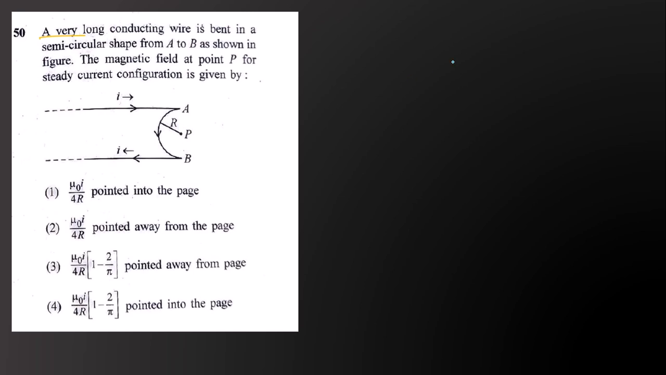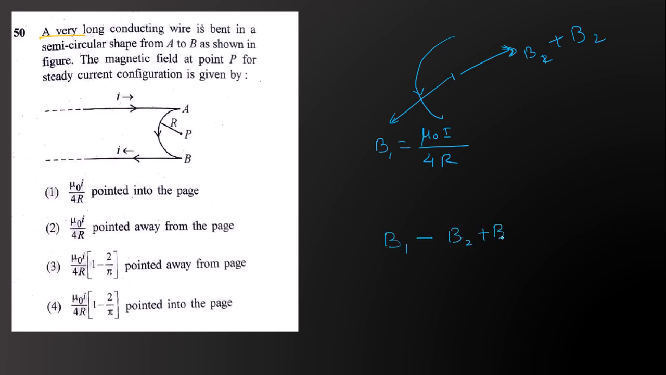First of all, due to this semicircular arc, the magnetic field will be coming out of the board. What will that be? That will be equal to mu I divided by 4r, because it is semicircular. How is it coming out of the board? By applying the right hand thumb rule, and the magnetic fields due to both the straight wires will be in the downward direction. So the net magnetic field will be B1 minus the combined magnetic field of both of them, which will in fact be equal.